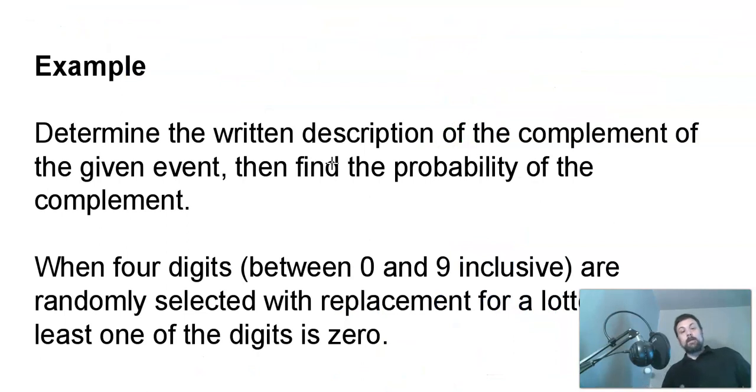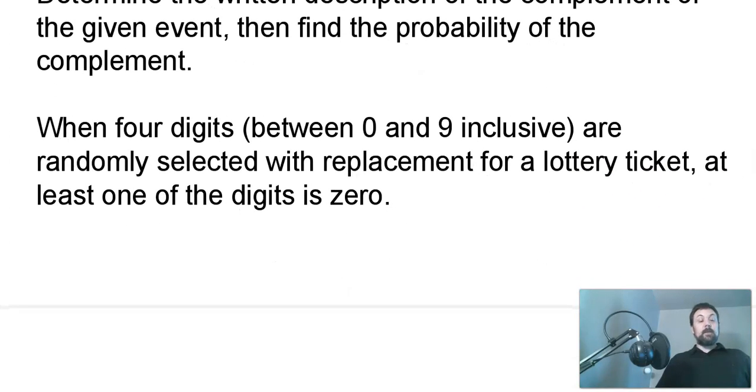Determine the written description of the complement of the given event, then find the probability of the complement. So same as the last problem. When 4 digits between 0 and 9 inclusive are randomly selected with replacement for a lottery ticket, at least one of the digits is 0. Right. So this is using the formula that we talked about at the beginning, right?